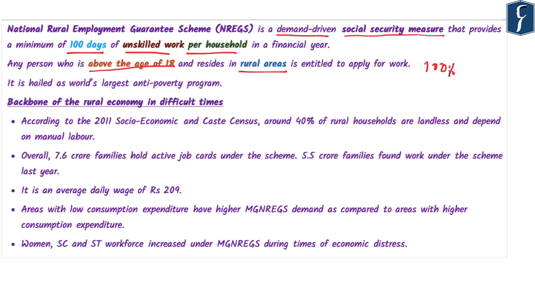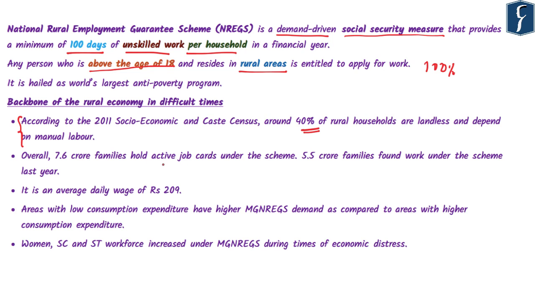This scheme has been hailed by many, including the World Bank, as the largest anti-poverty program. The importance of this scheme is very high due to the fact that it is considered the backbone of the rural economy whenever there is economic distress. According to the 2011 Socio-Economic Caste Census, around 40% of rural households are landless and depend on manual labor. This is the data that you have to keep up your sleeve to be used whenever there is a question on rural distress, rural employment generation in the mains examination.